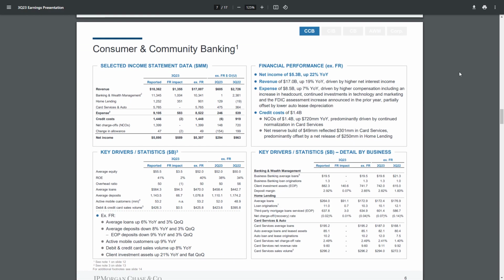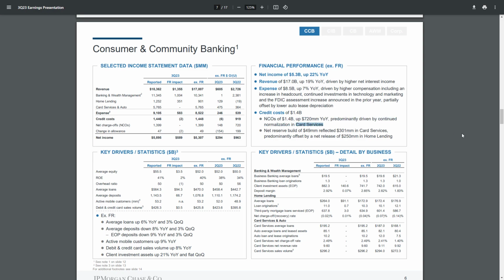Now, if we come down below, you can actually split it out on the consumer, commercial, and investment banking side. The main focal point that I wanted to look at is the credit cost and the net charge-off experience. This is associated with, again, a normalization of charge-off experience, particularly in consumer credit cards. So you can see credit cost of $1.4 billion. Those charge-offs that you're seeing up here are up year over year by $720 million, and that is continually driven by card services, which again are credit cards.